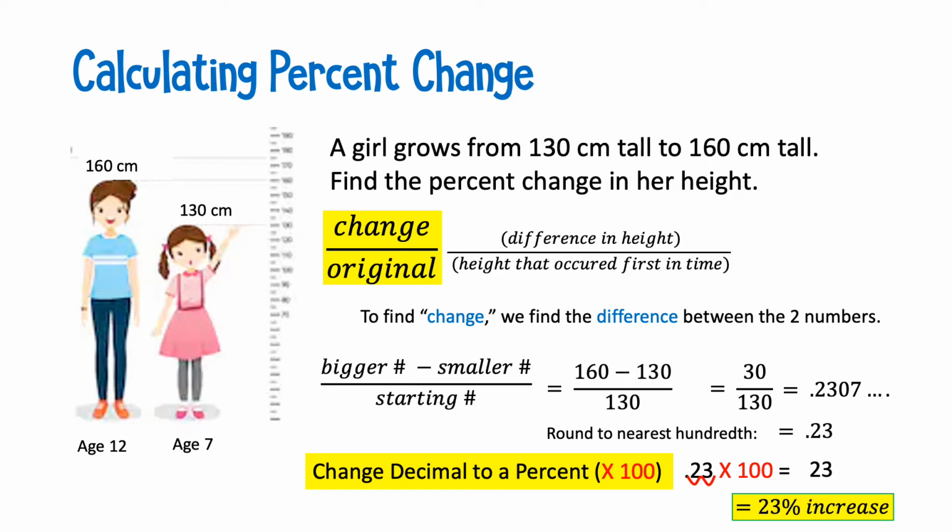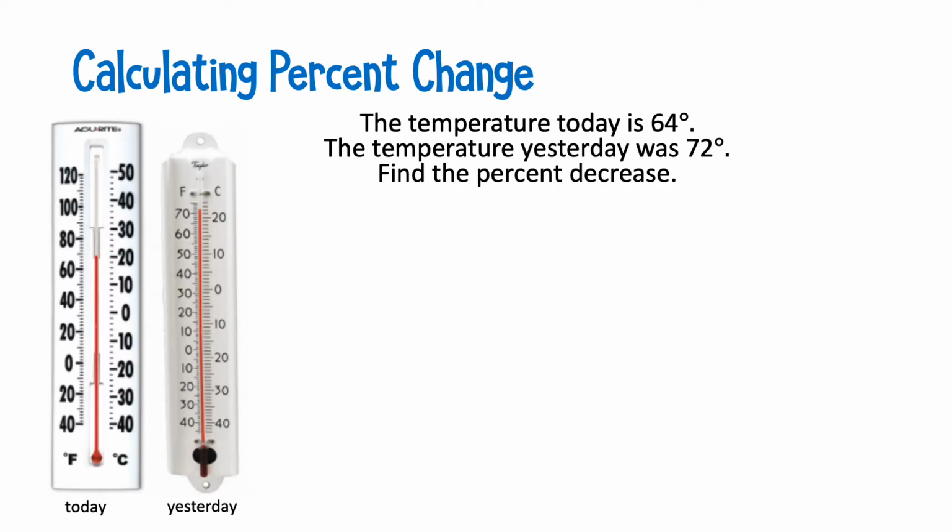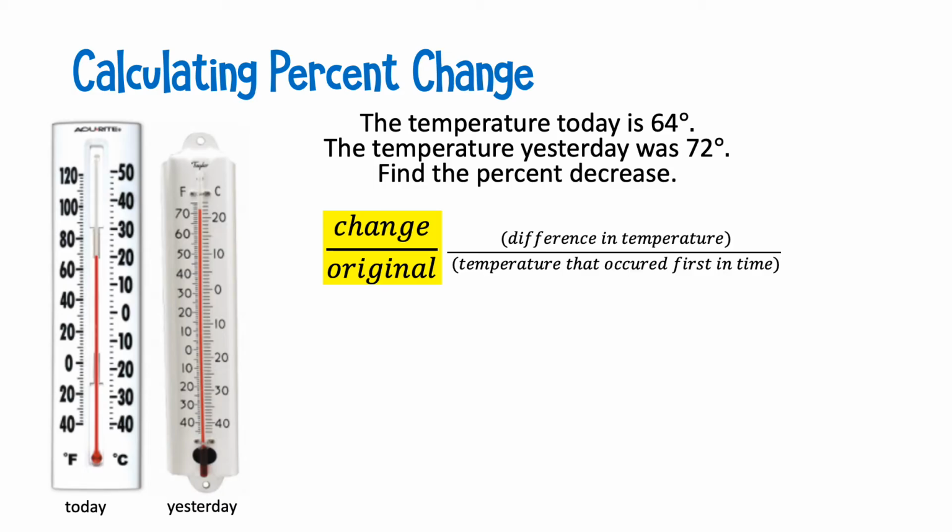In this situation, her height increases from 130 to 160 centimeters. In this example, the temperature today is 64 degrees. The temperature yesterday was 72 degrees. Find the percent decrease. So we're going to use the same formula, change divided by the starting number or the original number. To find the change, we take the difference in the temperatures.